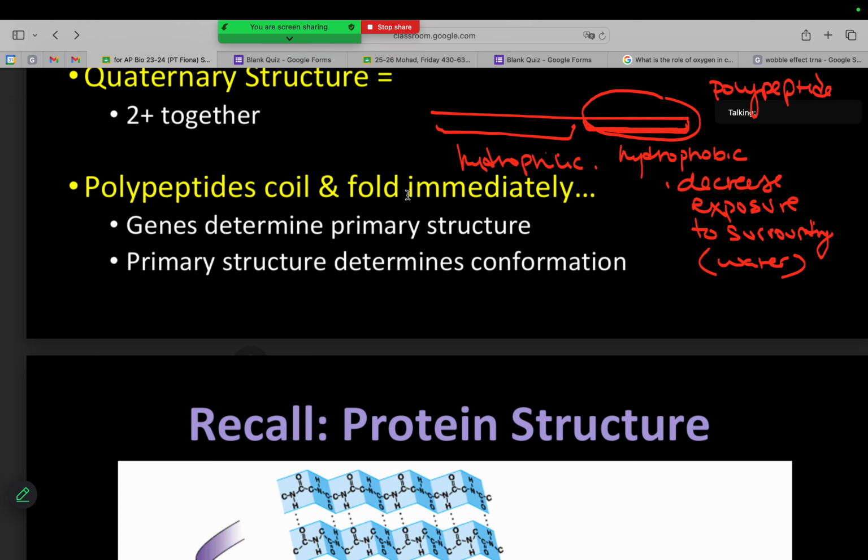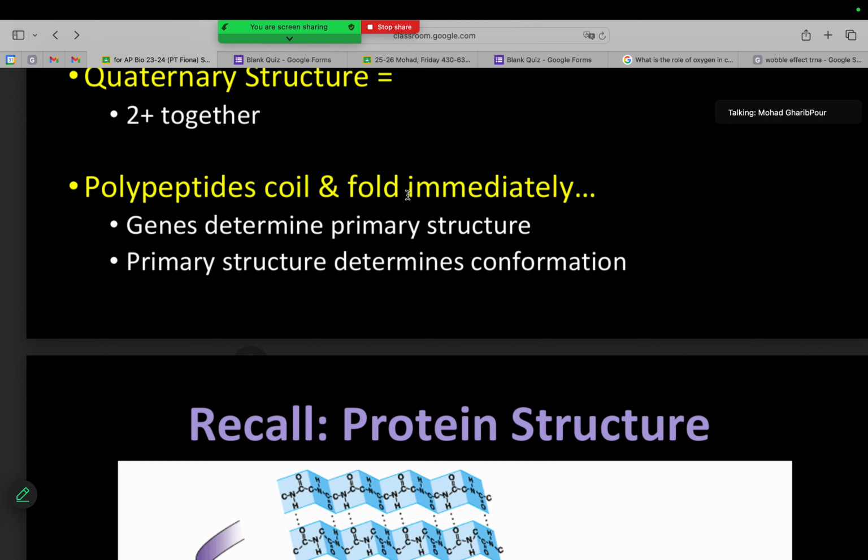And this side is going to want to expose itself to water. So the folding is going to depend on these polar, non-polar, hydrophilic, hydrophobic tendencies of these amino acids. So this is going to fold in such a way that it just aggregates within itself, because it likes to do that. It's hydrophobic.